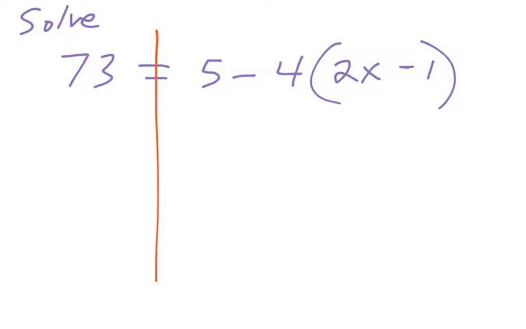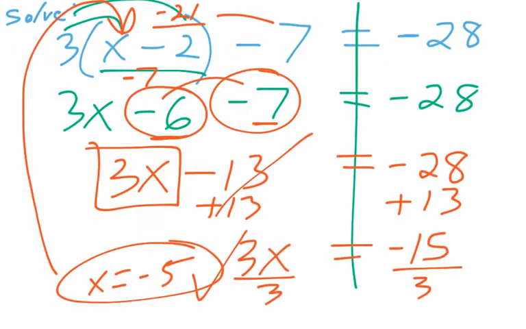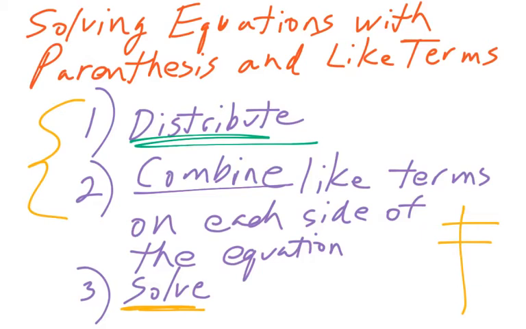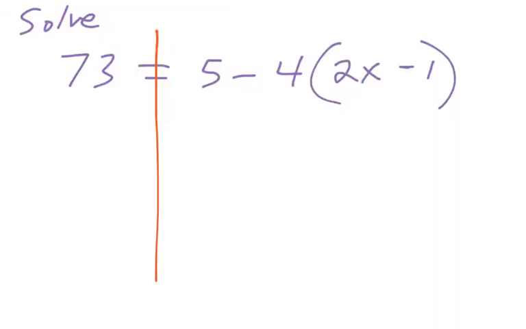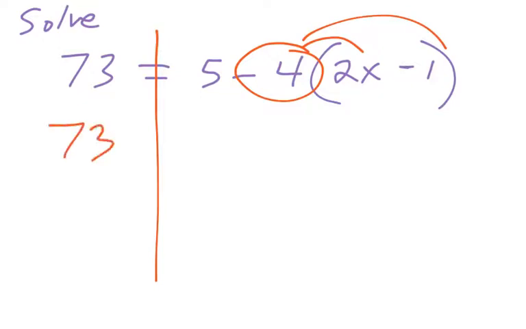Remember, that's your first step on slide 1. Distribute. So anytime we have parentheses, we want to distribute, right? That term on the outside to every term on the inside. So we take this negative 4 and we multiply it to the terms inside the parentheses. So I'll bring down this 73, bring down the positive 5, and we distribute the negative 4, we get negative 8x plus 4.